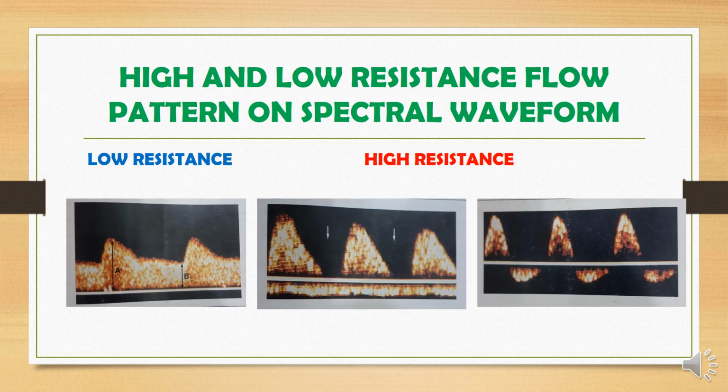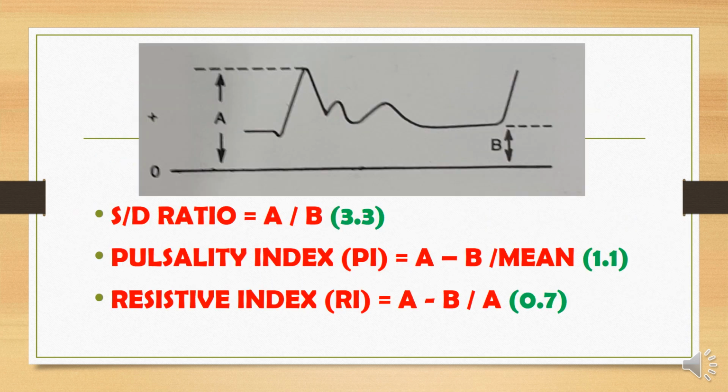And this high resistance pattern can be appreciated by looking at the spectral waveform. A high diastolic component shows a low resistance pattern, and absence of diastole or reversal of the diastole shows a high resistance pattern. And for this quantitative analysis of the peripheral resistance, we have three indices.